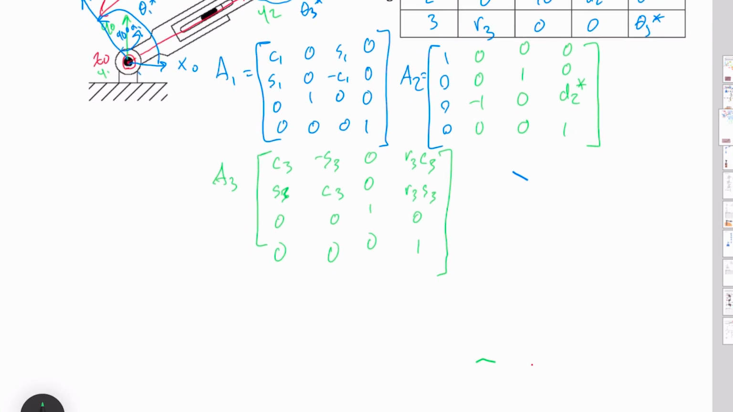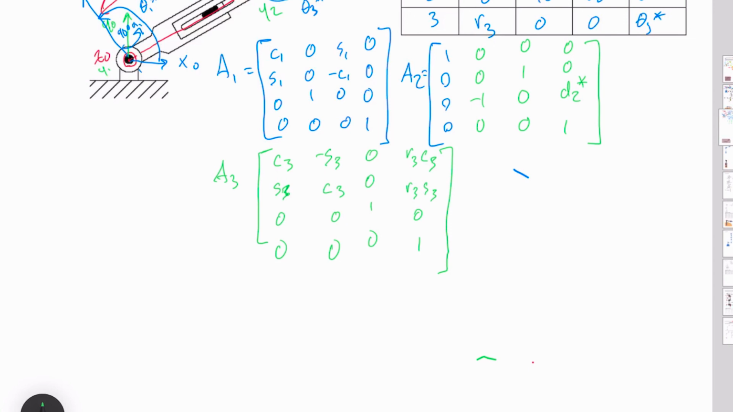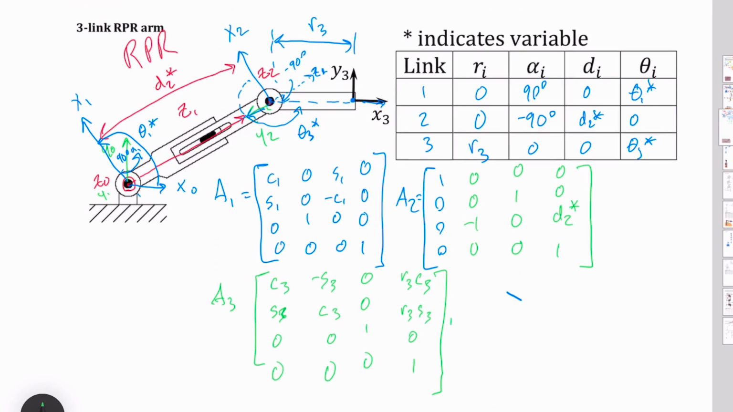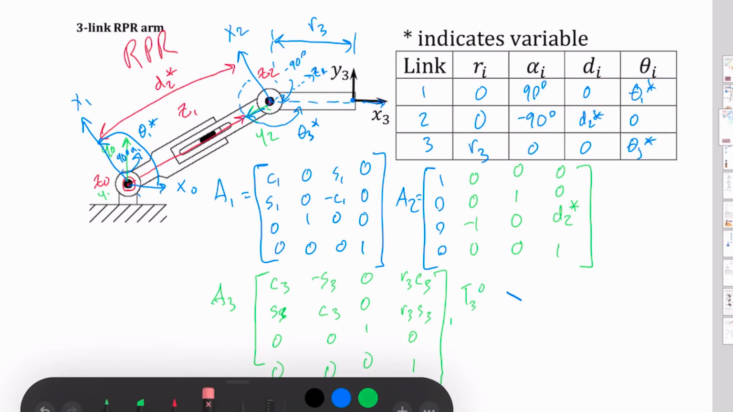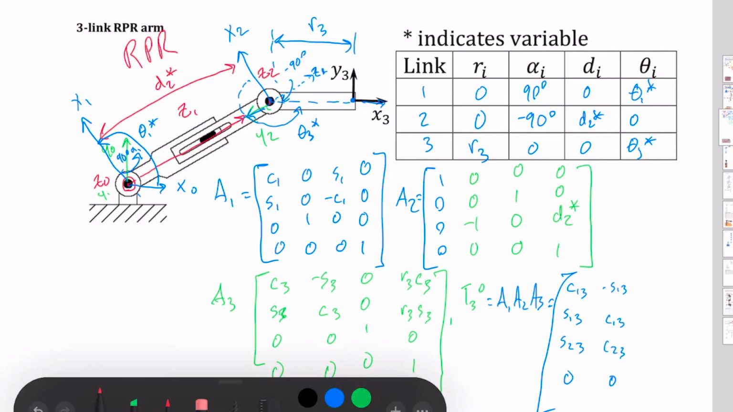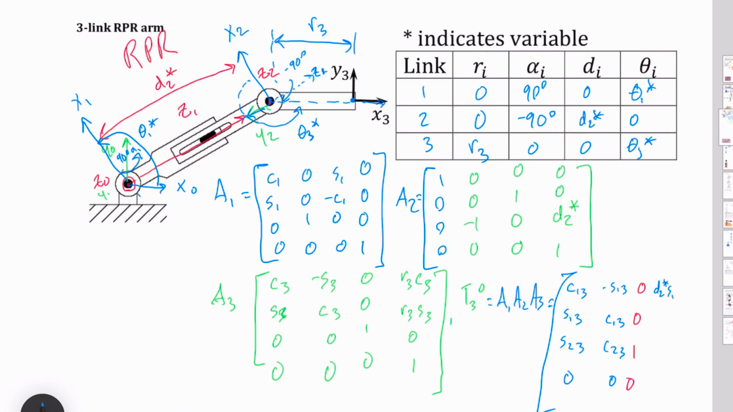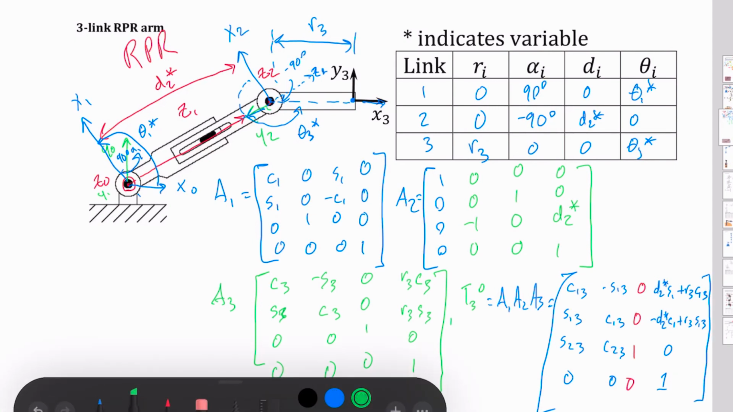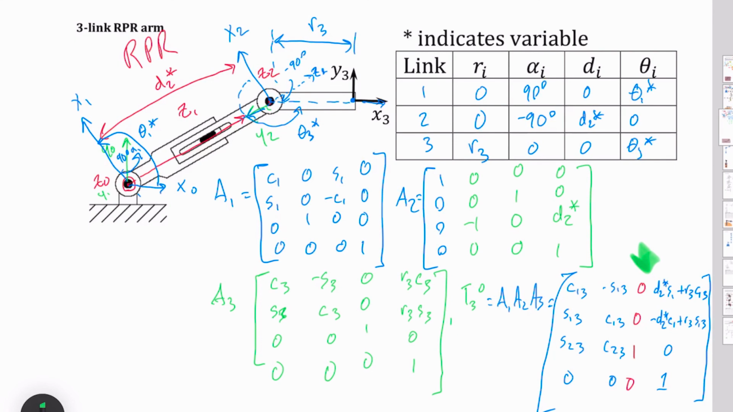To get my total transformation, I can write that. My total transformation, T, 3, and 0, is equal to A1, A2, A3, which I'm going to be able to squeeze in here. Let's look at the simplest column here. That is going to be my z direction. My z direction is going to point out the same direction as my initial z direction. That remains unchanged.